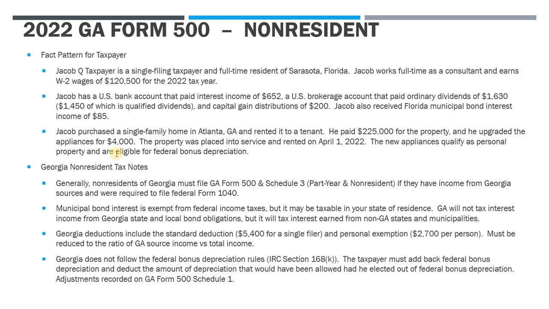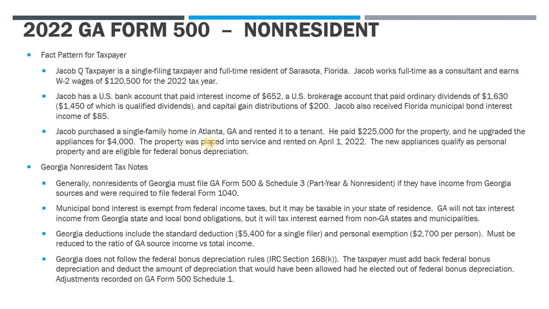So starting with the fact pattern here, our taxpayer Jacob is a single filing taxpayer and a full-time resident of Florida. He works full-time down there and he earns $120,500 for the year as compensation. And he also has some investment income here. He's got a bank account that paid out interest of $652. He's got a brokerage account with some dividend income, capital gain distributions, and he's also invested in a Florida municipal bond, and he received municipal interest income of $85 during the year.